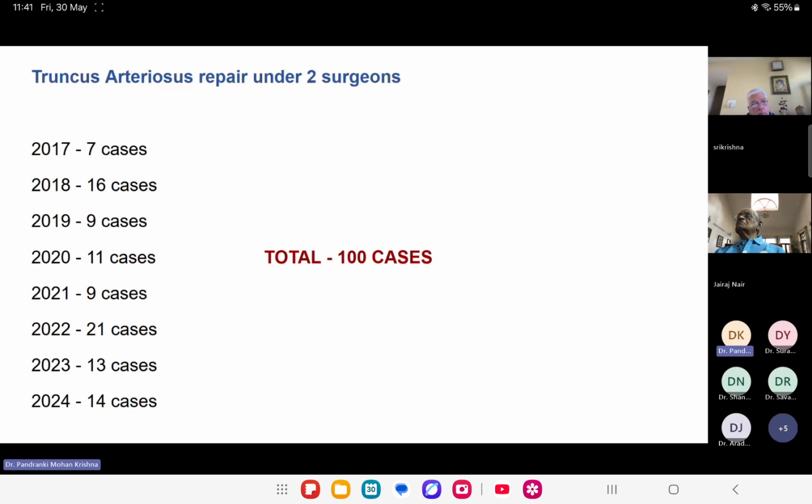So conduit preference has changed over the years in our institute, and the Barbero-Marshall technique is rarely done, in around 5% of all these cases.